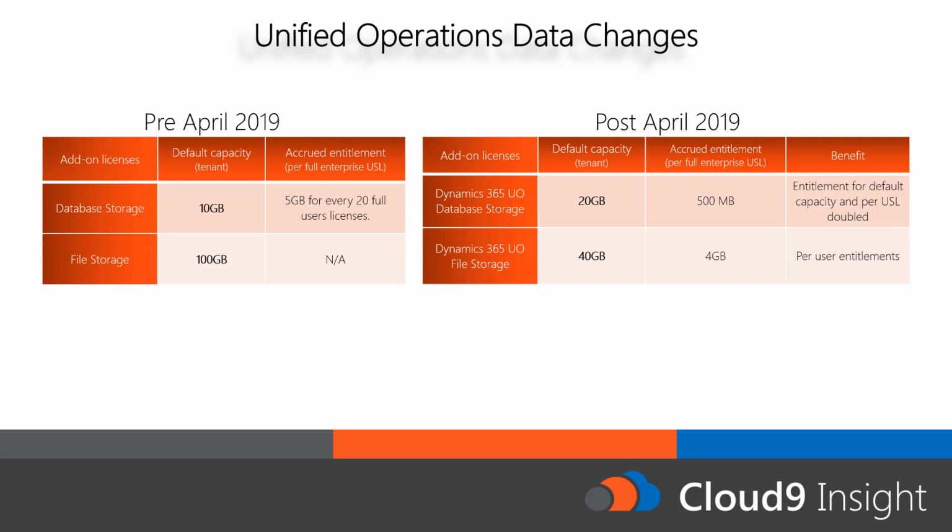And again, you won't need to have 20 full licenses in use to start benefiting from accrued entitlement. You'll start getting that from any additional user. With file storage, you'll get the default capacity of 40 gigabytes with the accrued entitlement per full enterprise USL of 4 gigabytes.